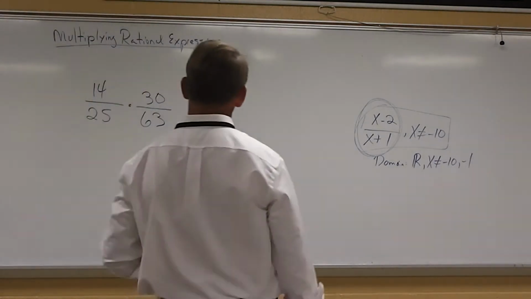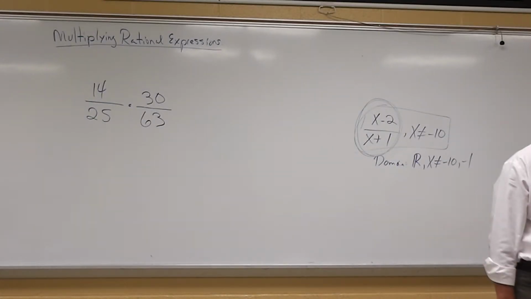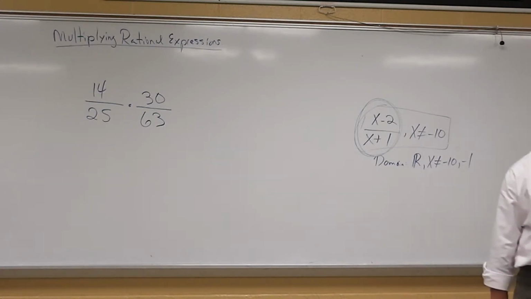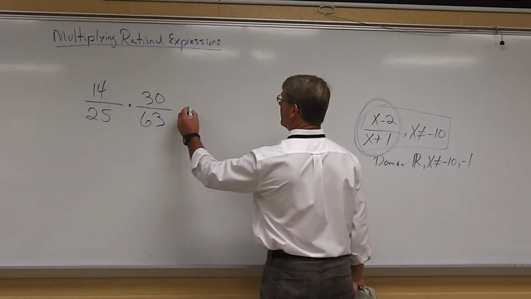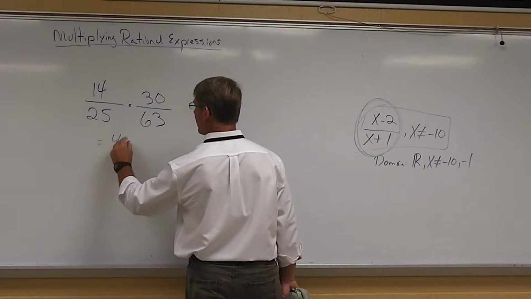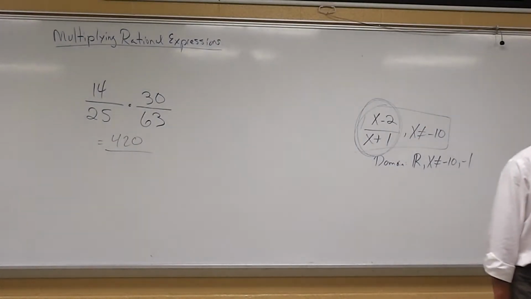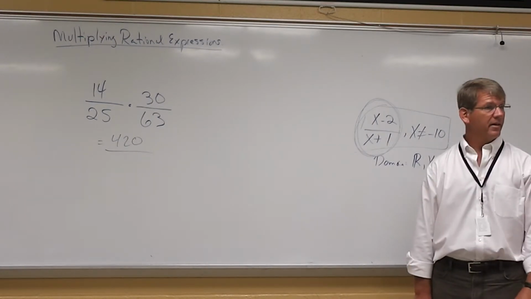Now, we want to multiply this guy. When you multiply fractions, we multiply numerator times numerator, denominator times denominator, right? Okay. Woo-wee, 14 times 30. That's going to be 420. 25 times 63. Boy, I don't know. Help me out, Sabrina. You got your calculator there. That's a big one, isn't it?